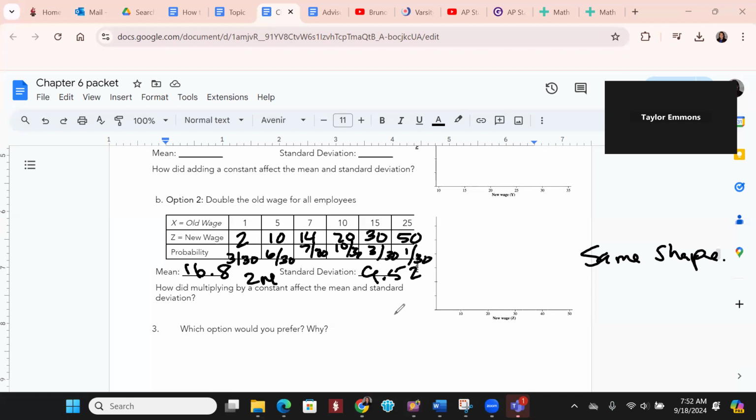All right. So how did this affect the mean and the standard deviation? Both were multiplied by 2.